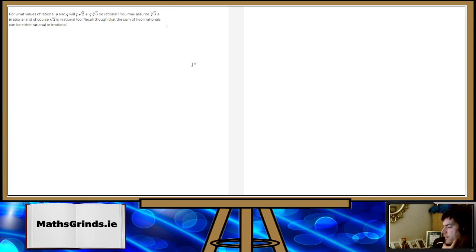Okay, let's have a look here. So for what values of rational p and q will p root 2 plus q cube root 3 be rational? And we can assume that cube root 3 and square root 2 are irrational.